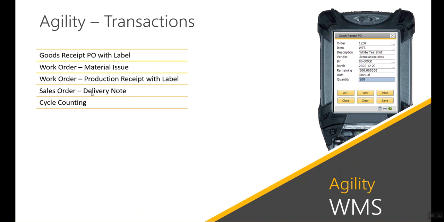So here are our transactions for today. We're going to take a look at the goods receipt PO with a label, a work order issue. We're going to issue a white t-shirt to the job, and then we're going to add a label, and we're going to do production receipt and do a finished good label. Then we're going to do a simple delivery note to get the product sold and out the door, and I'll follow up with something quick on cycle counting. Let's see how it works.